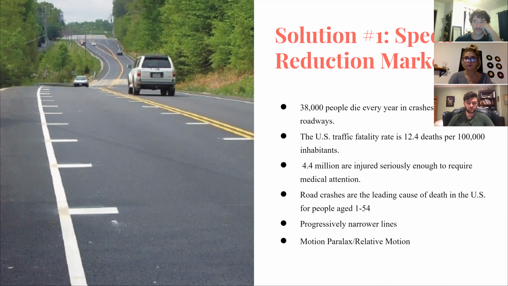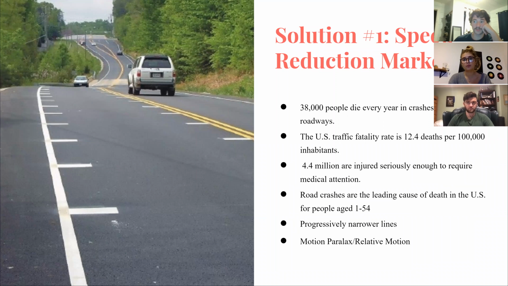More than 38,000 people die every year in crashes on US roadways. The US traffic fatality rate is 12.4 deaths per 100,000 inhabitants. An additional 4.4 million are injured seriously enough to require medical attention. Road crashes are the leading cause of death in the US for people aged 1 to 54. And due to all of these reasons, we decided to choose traffic safety for our issue.